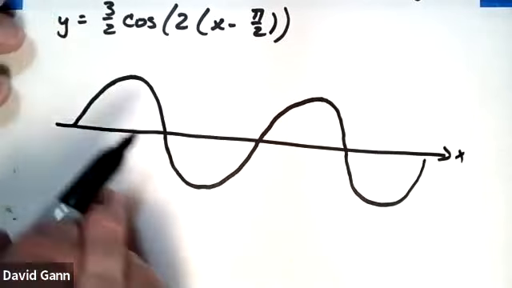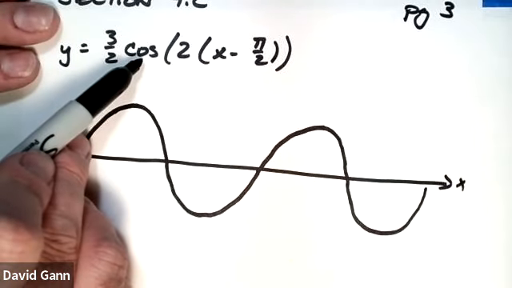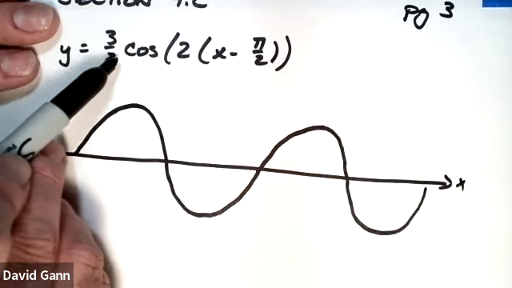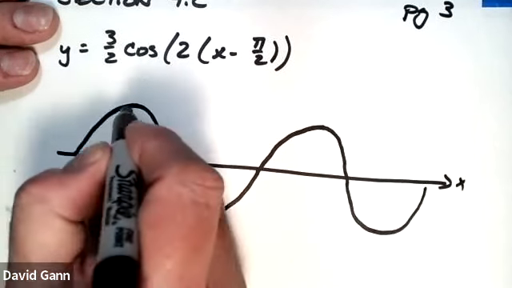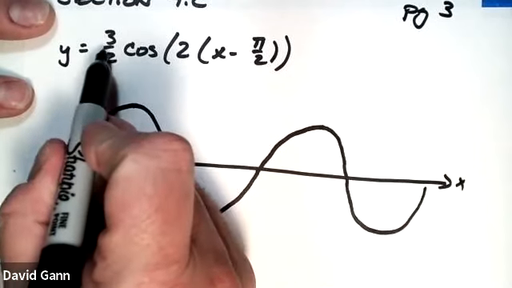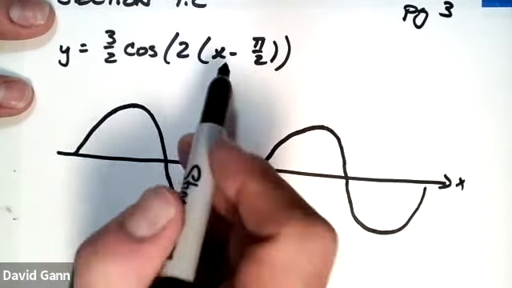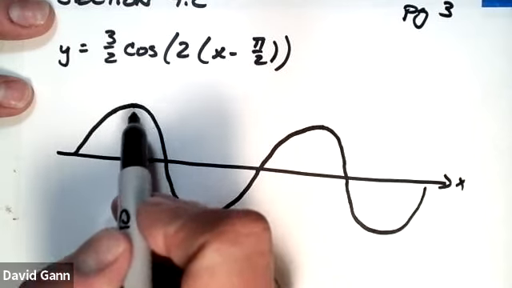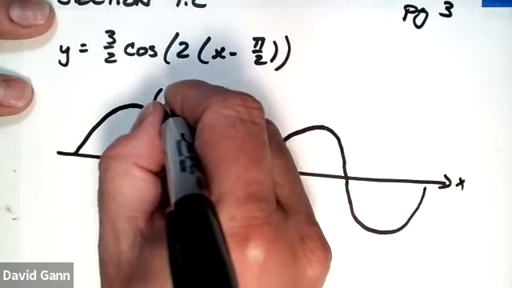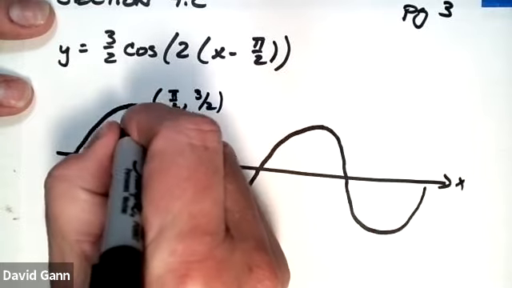Okay. And recall, cosine normally has a maximum where the y-axis is. And since it's not reflected, we will look to this first maximum to determine position. Because the amplitude is 3/2, that will be the y value at this point. And because c is pi over 2, the coordinate of this point will be pi over 2, comma, 3/2.